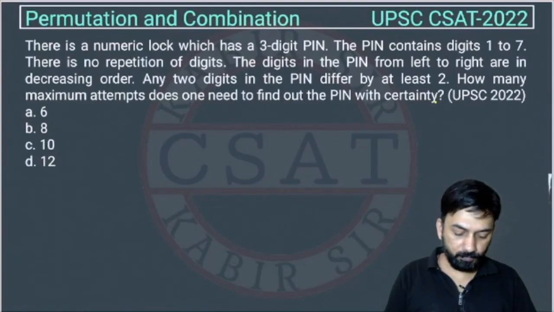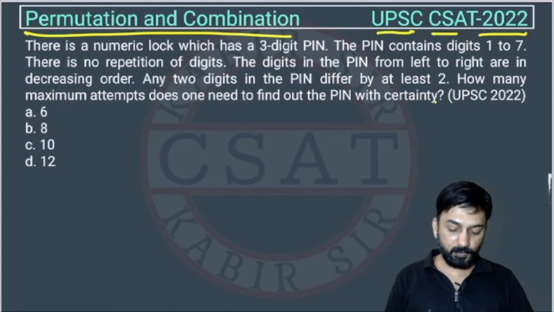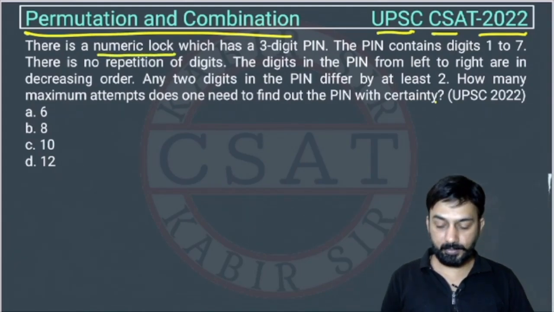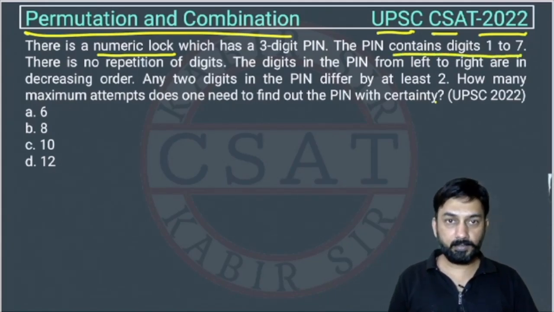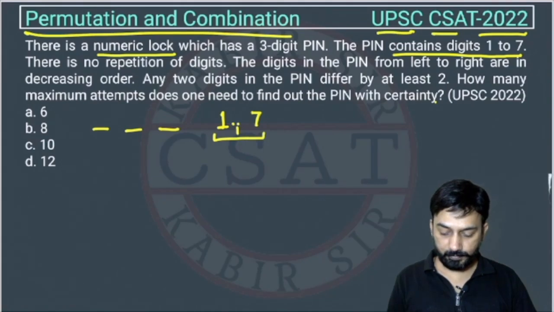This is a question from the Permutation and Combination chapter asked by UPSC in their CSAT paper of 2022. There is a numeric lock which has a 3-digit pin. The pin contains digits 1 to 7. To open the lock, we need to use one pin, and this is a 3-digit pin, and the digits can be from 1 to 7.